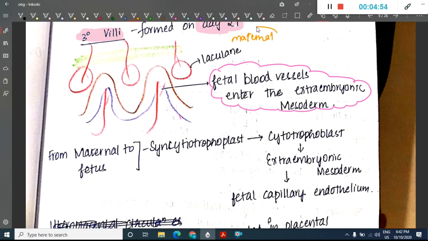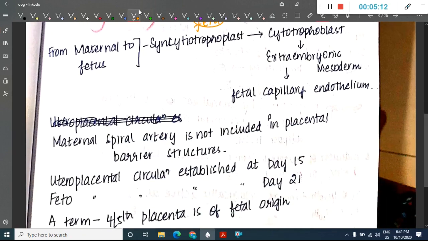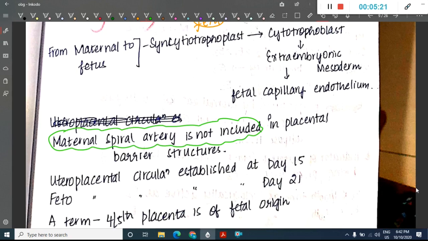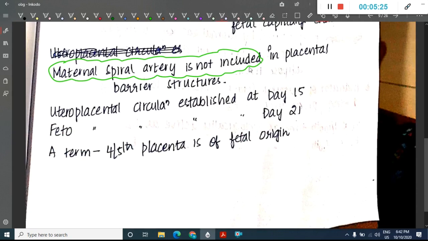These are fetal blood vessels, so obviously it should be the fetal side. From maternal to fetal side, that is up to down, there is first syncytiotrophoblast, then cytotrophoblast, extraembryonic mesoderm, then fetal capillary endothelium. Maternal spiral artery is not included in the placental barrier structures.